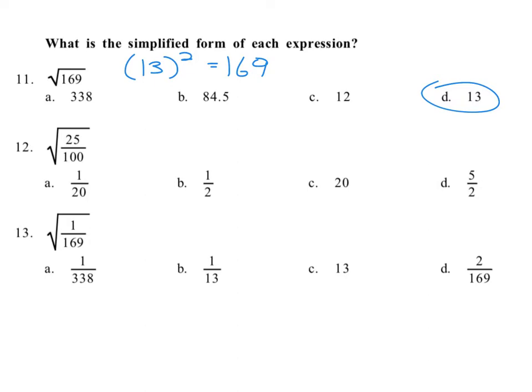We can say, okay, what number times itself equals 25 over 100? Well, what number times itself equals 25? Well, that would be 5. What number times itself equals 100? Well, that would be 10. So this squared will equal what's inside the square root. It's just the way that it is.